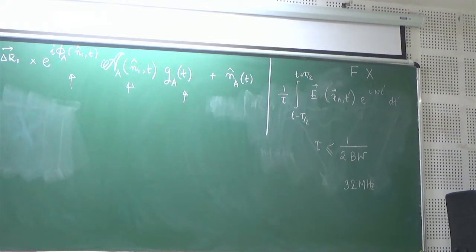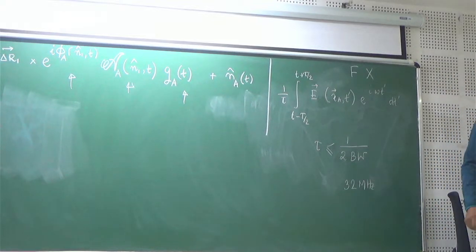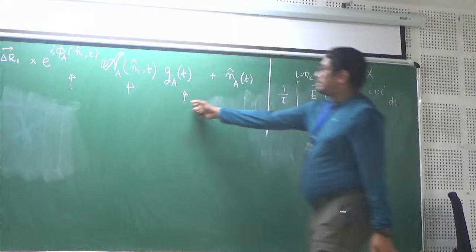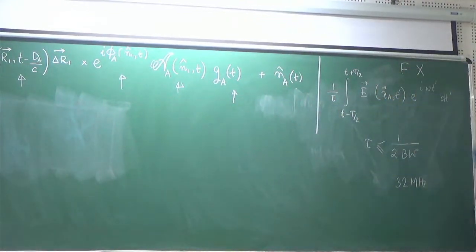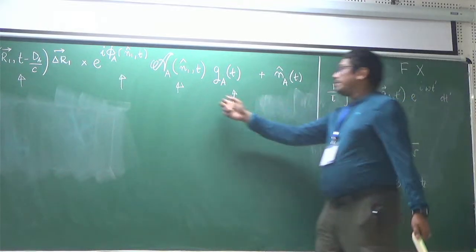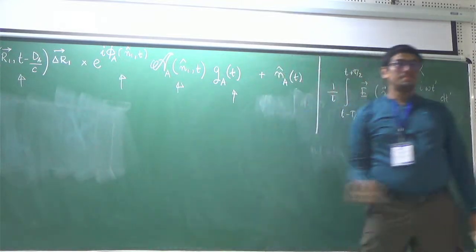Okay, so which means that tau should be less than or equal to 64 megahertz. So I should measure 64 into 10 to the 6 times per second. For each such measurement, these things literally do not change. Atmosphere electron density does not change so fast. The gain, electronic gain, doesn't change so fast. This doesn't change so fast at all.